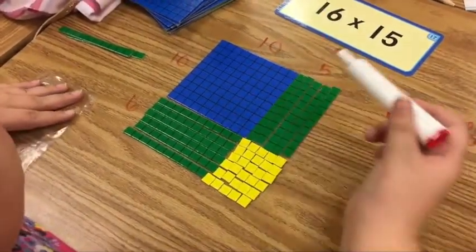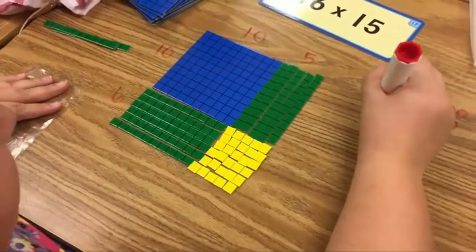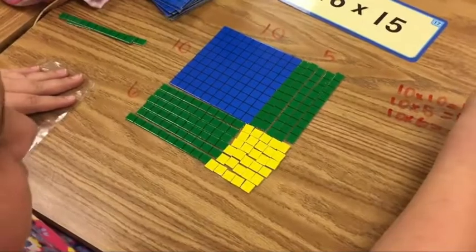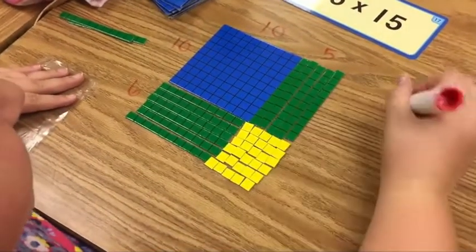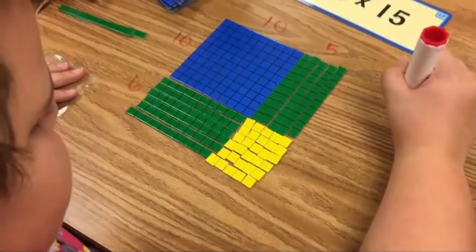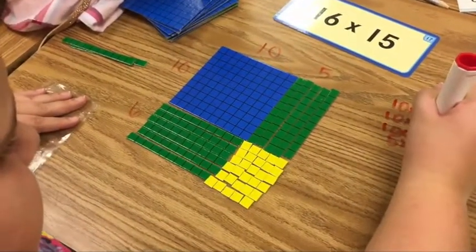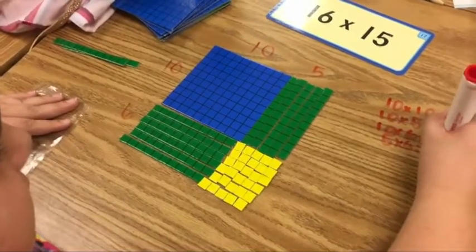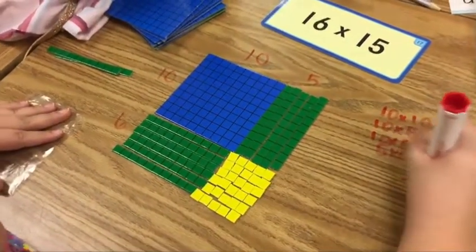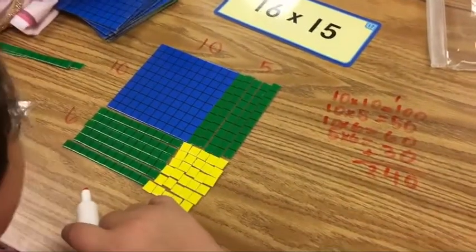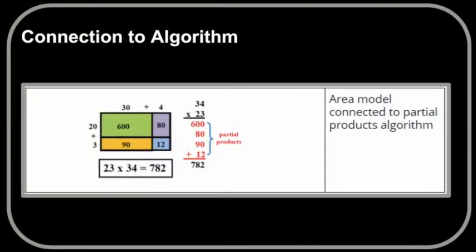And then 10 times 6, 60. 5 times 6 is 30. And then we add it. So what's the final product? 240. Practice with concrete and representational area models allows students to make connections to the partial products algorithm.